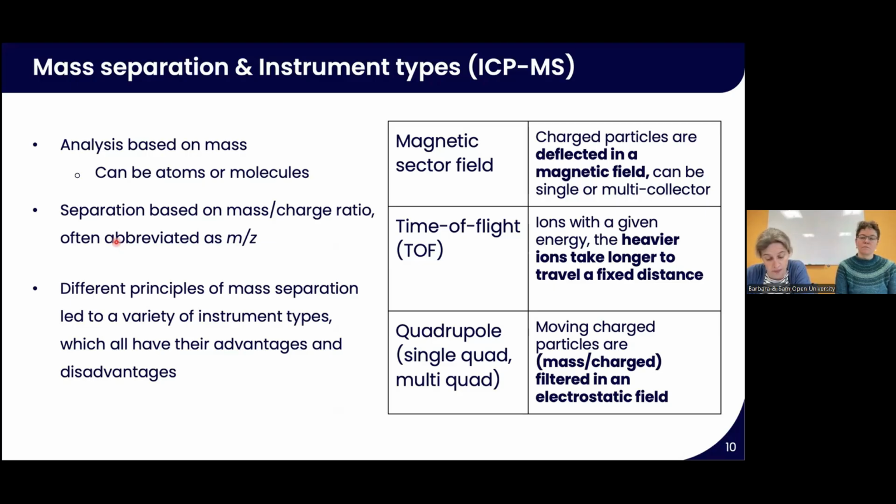And then, because this is our area of expertise, the focus of the rest of the talk is on a quadrupole ICP-MS. So moving charged particles in a quad are mass filtered in an electrostatic field. So this has advantages and disadvantages we're going to talk about. Because of the way that the quadrupole works, we can cycle through the masses very quickly, but these instruments are generally less precise than the magnetic sector field instruments.